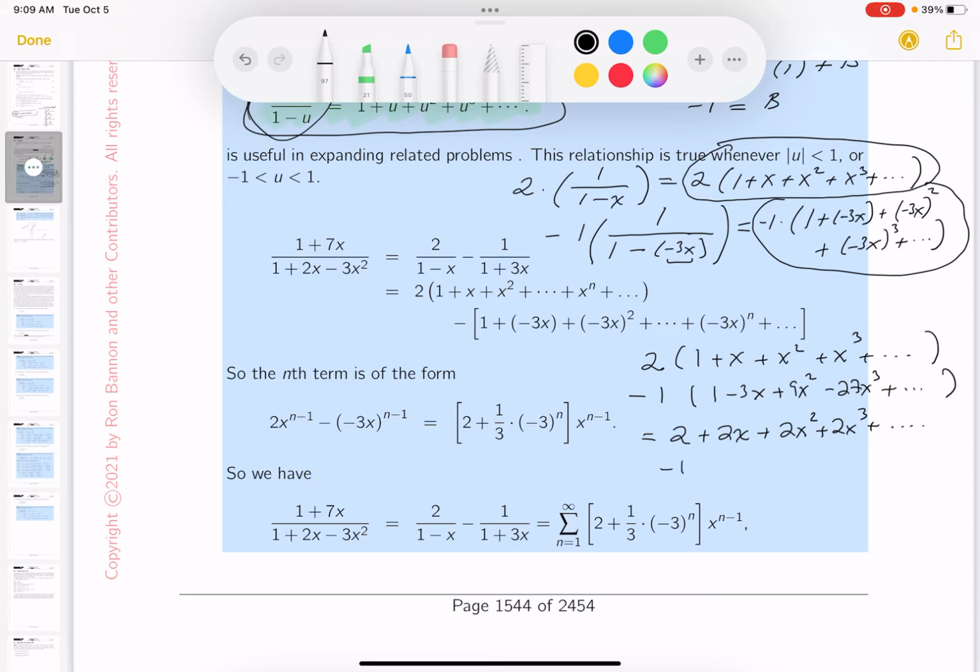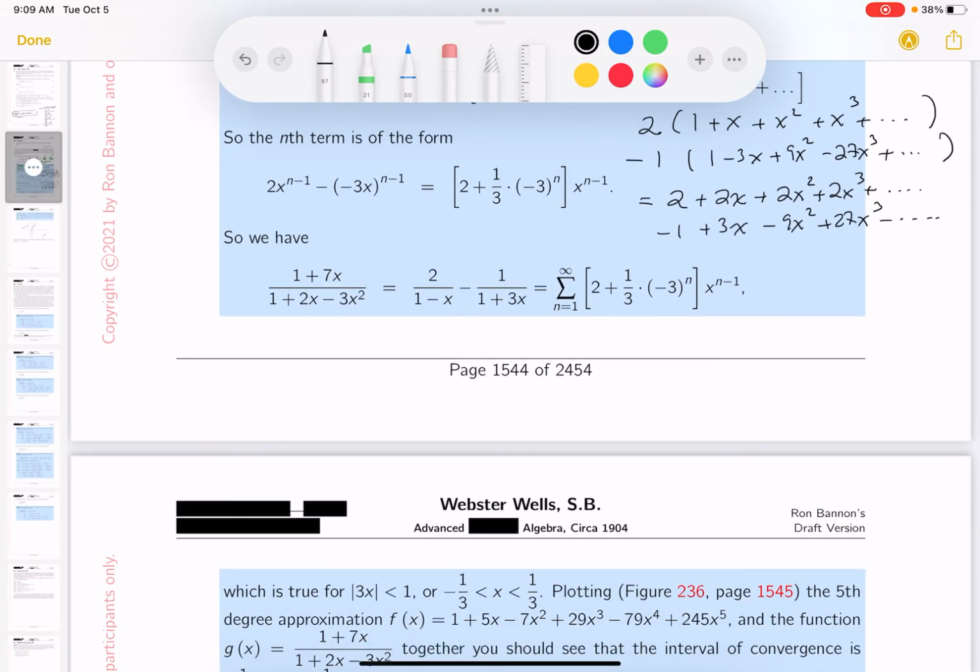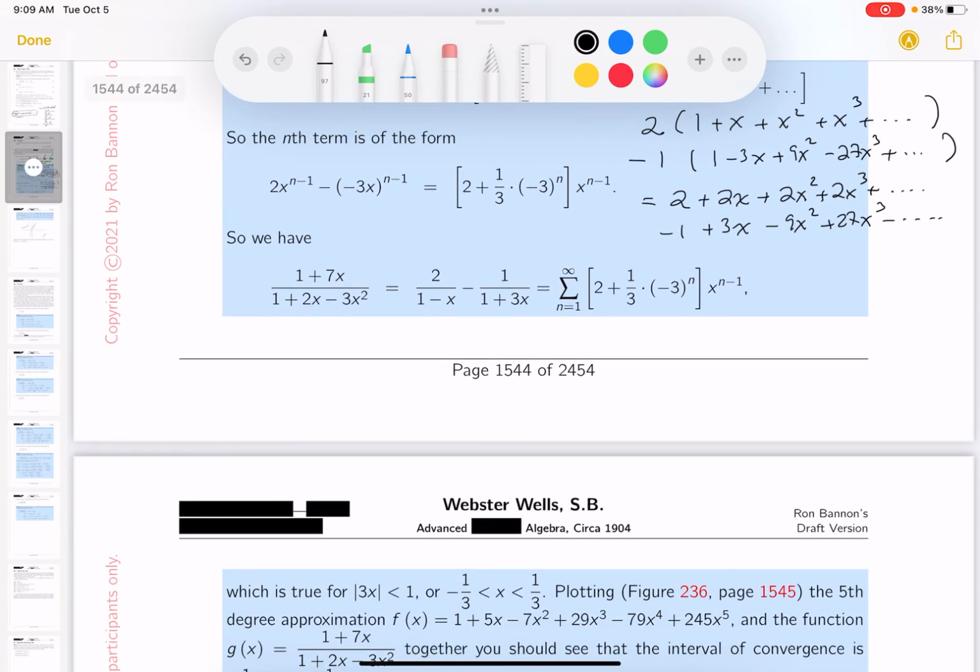I'm going to line these things up that way. Plus 3x, minus 9x squared, plus 27x cubed. All right? And so on. I'm going to start adding it together. I know it's difficult, but we want to encourage you to add things together if you can.